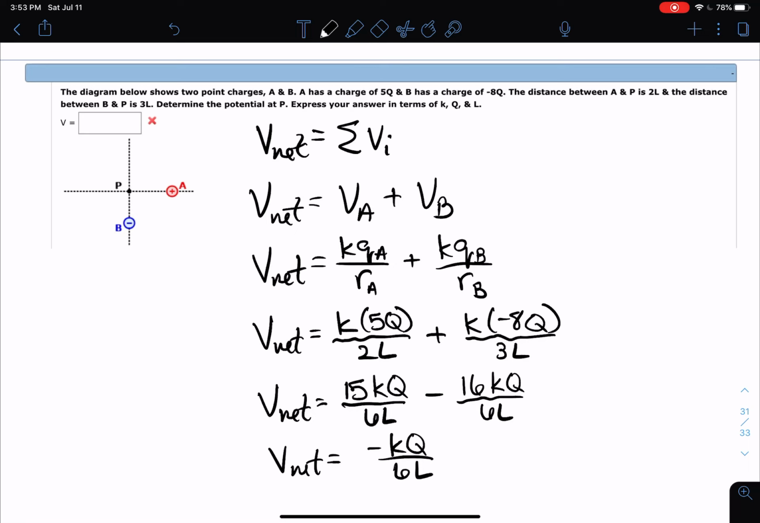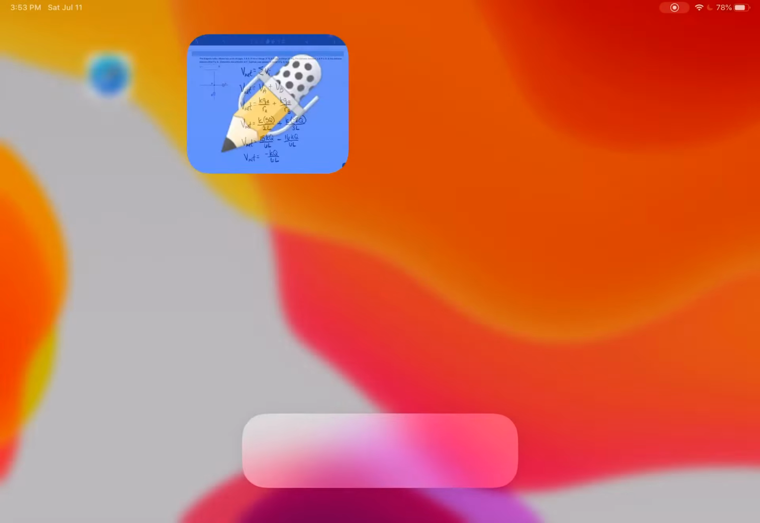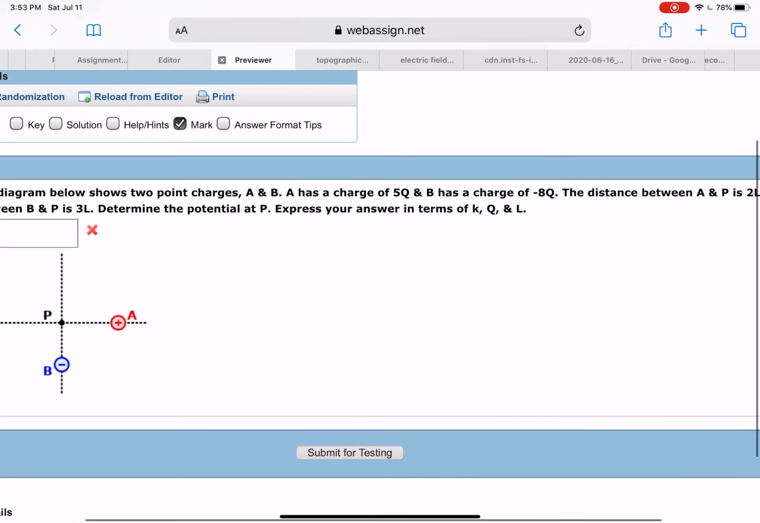This is what is meant when it says express your answer in terms of K, Q, and L. My answer here has a K, it has a Q, and an L. There are no other letters. And I've got some numbers, which is acceptable, but the only letters that would be a part of this answer are K, Q, and L. So this is what is meant by express your answer in terms of K, Q, and L. It's a symbolic answer, and now I want to show you how to enter that into WebAssign.